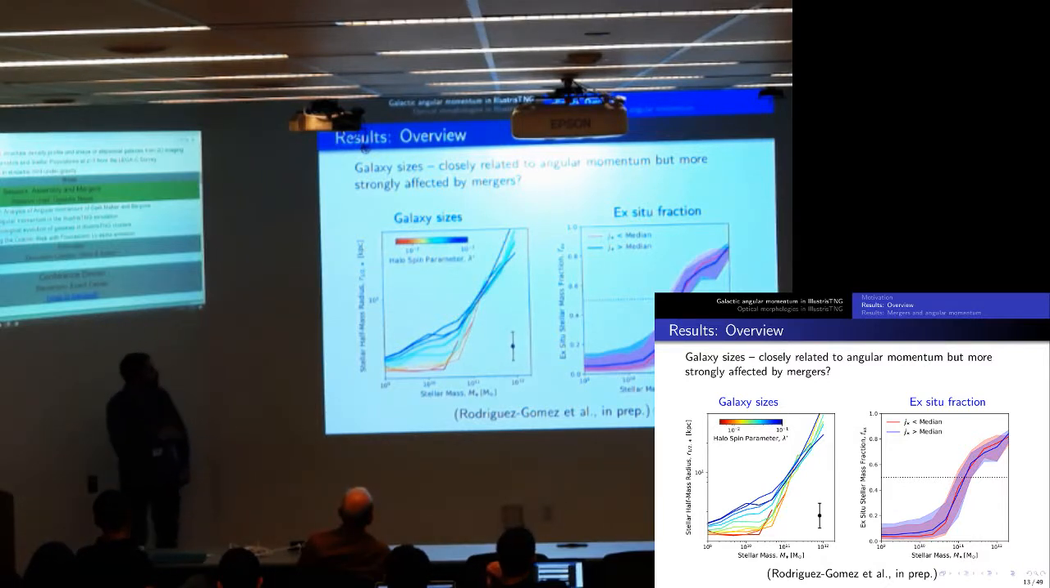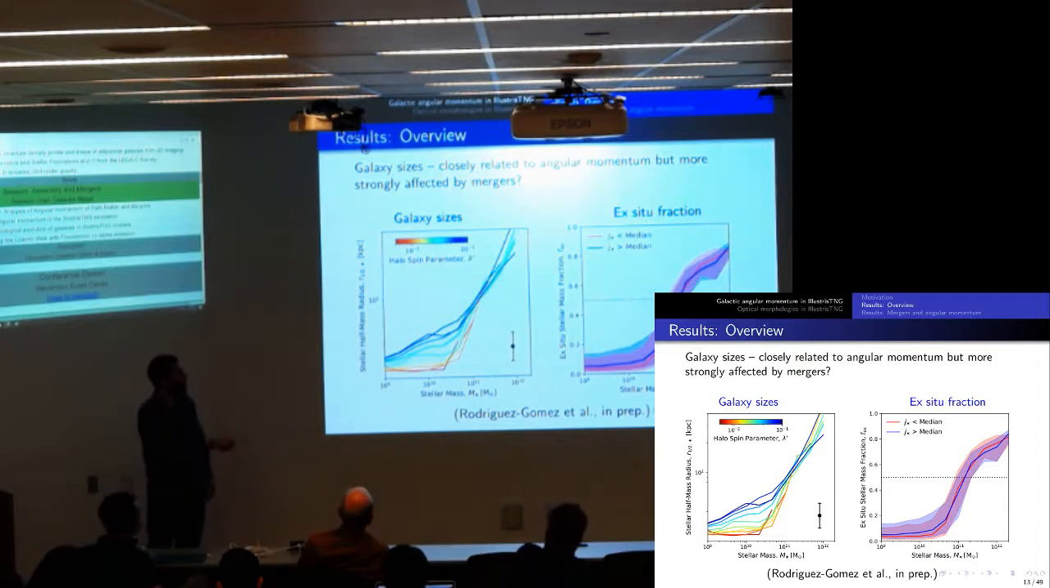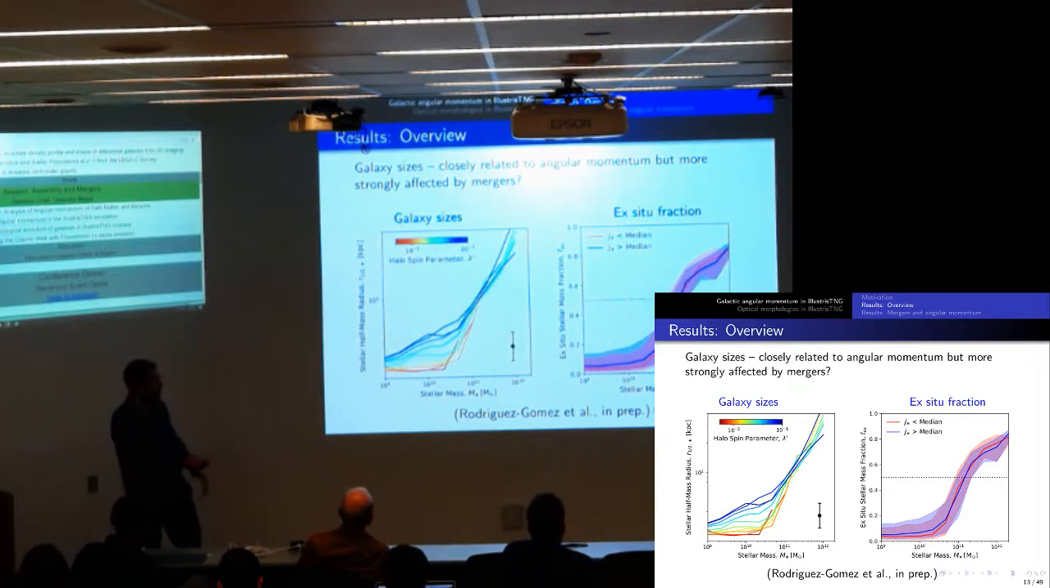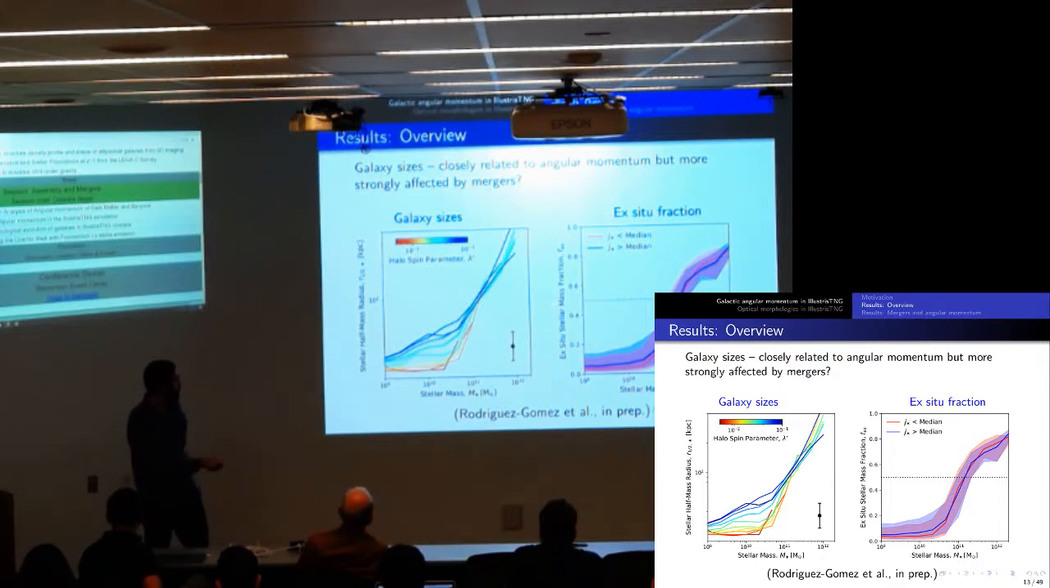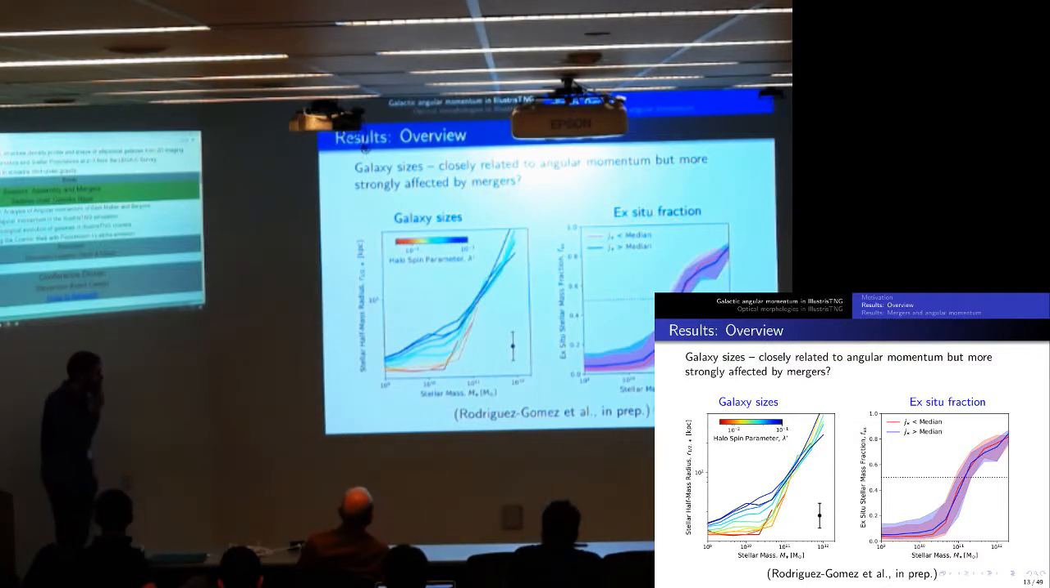It's interesting to place this plot next to the ex-situ stellar mass fraction, the fraction of stellar mass that is accreted from mergers as a function of stellar mass. And as you can see, galaxies become ex-situ dominated or merger dominated at around this mass, which is also the mass where you lose this nice relationship between sizes and halo spin, right? So this suggests that mergers have something to do with this.